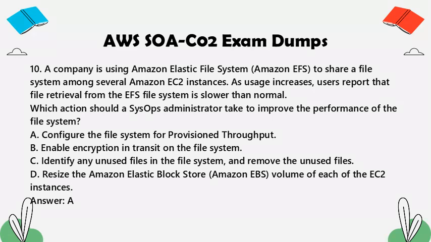A. Configure the file system for provisioned throughput. B. Enable encryption in transit on the file system. C. Identify any unused files in the file system, and remove the unused files. D. Resize the Amazon Elastic Block Store, Amazon EBS, volume of each of the EC2 instances. Answer: A.